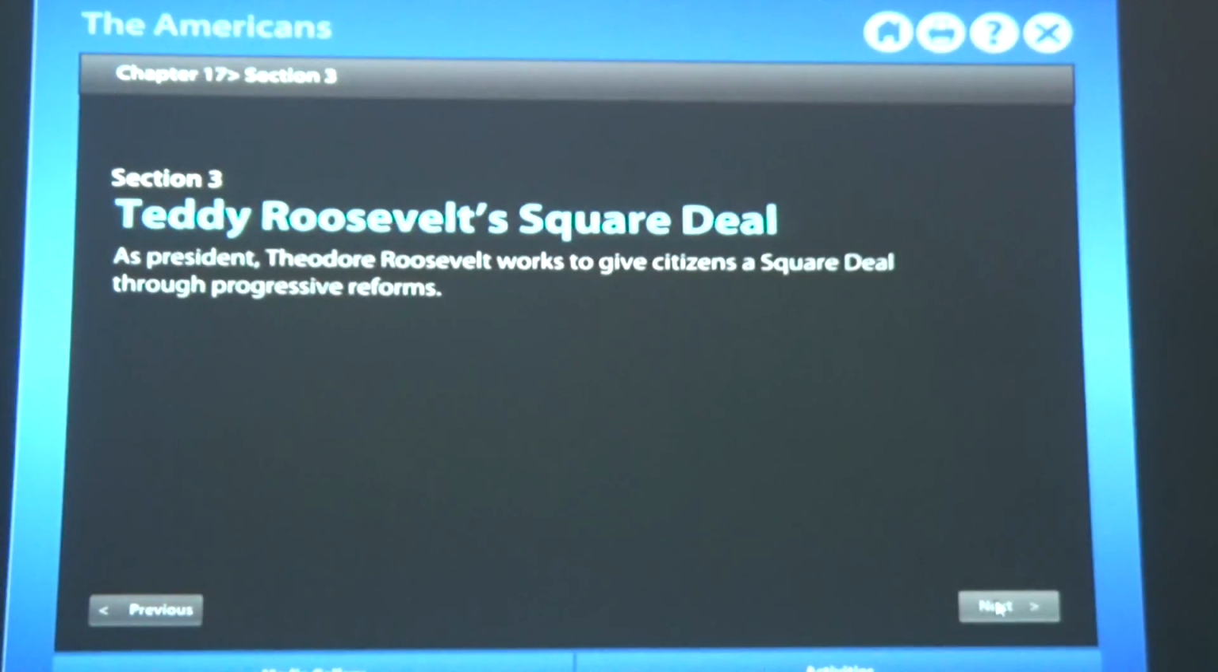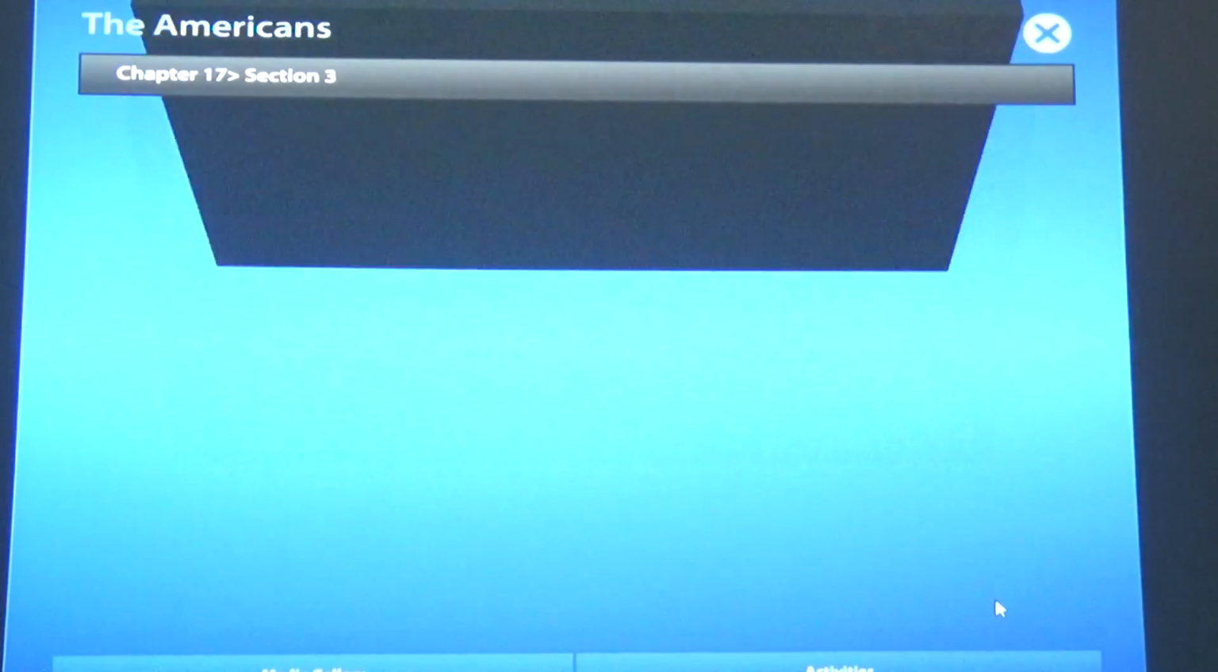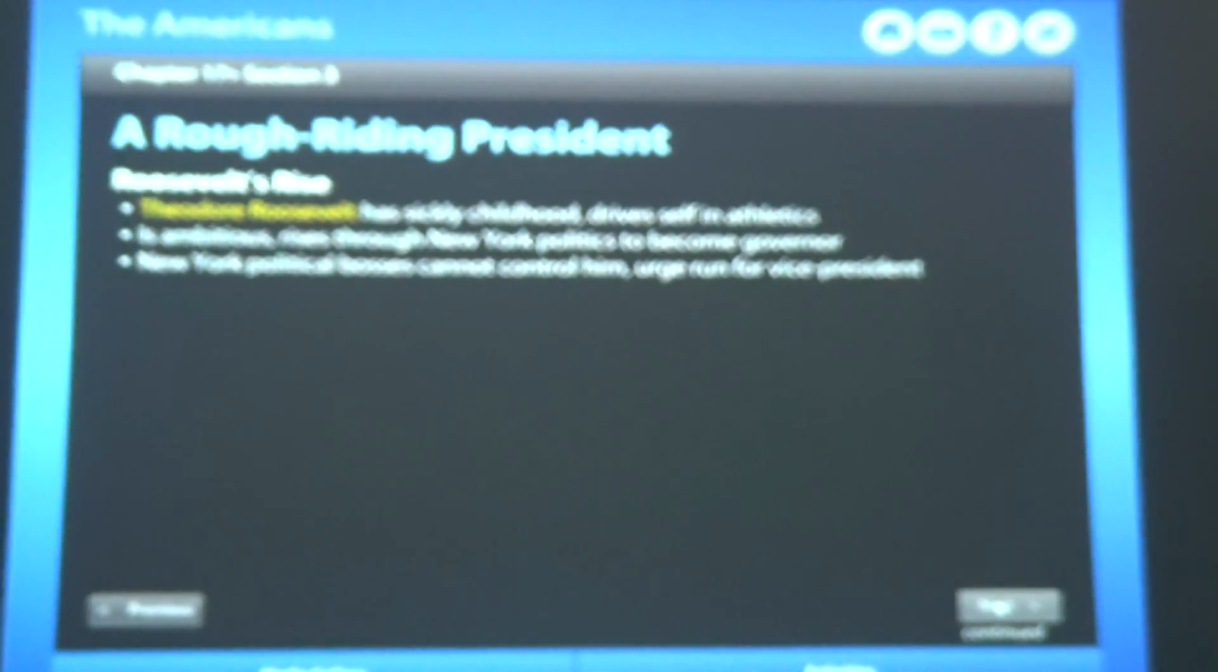In section 3, we look at the political system and what was going on. Teddy Roosevelt was a very influential president. We'll see his foreign policy later, but in domestic policy, he believed in the idea of a square deal, that people should be given help if they need help, but also to make sure that business continues to run and produce the products that people need.